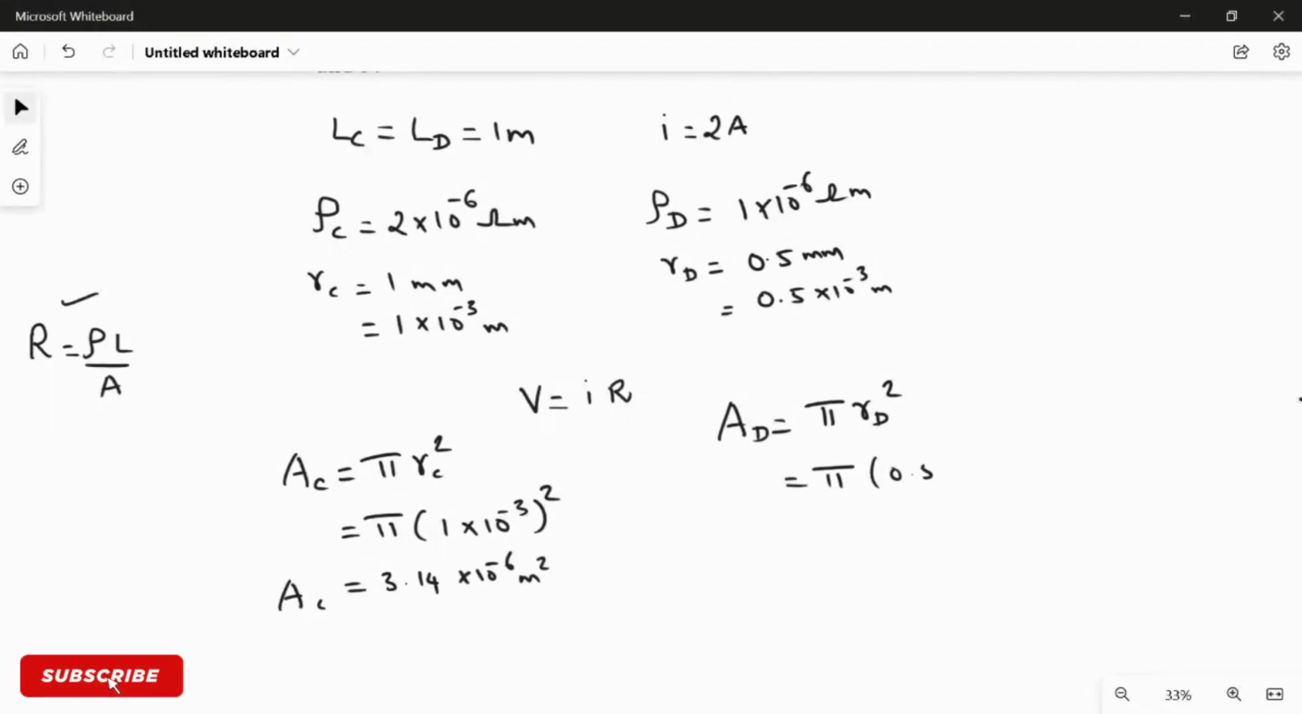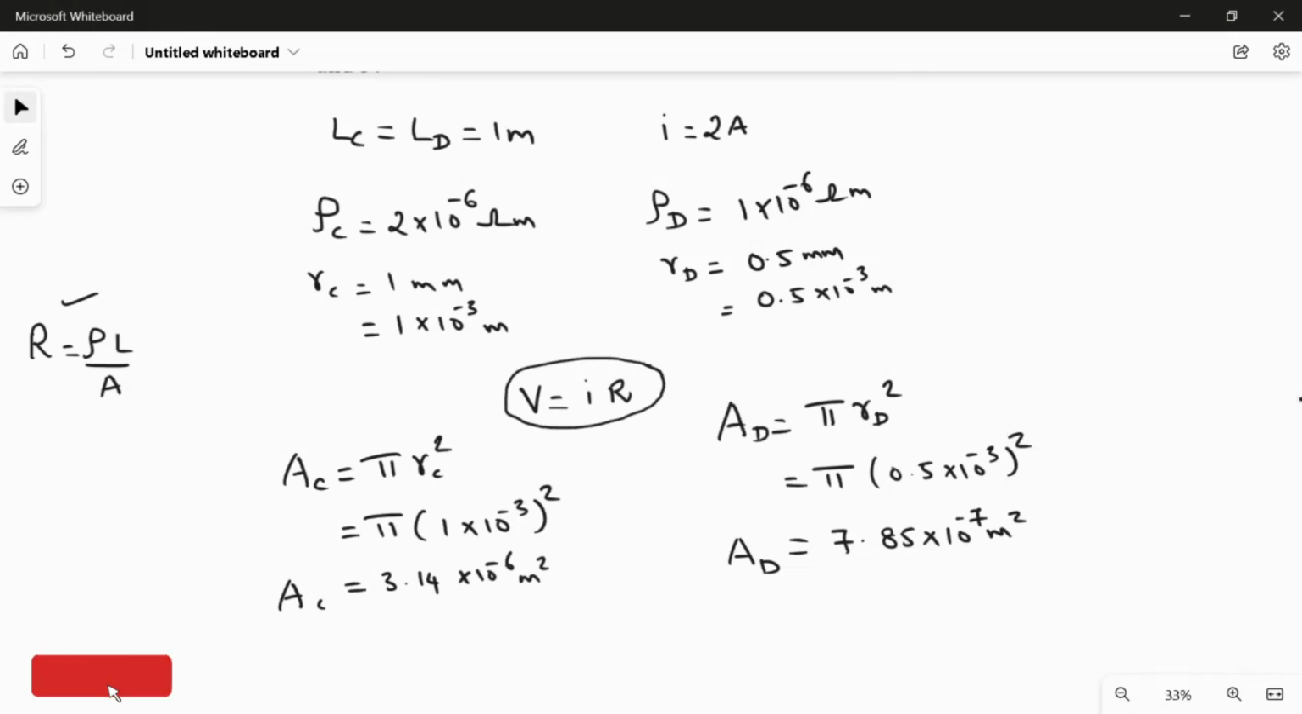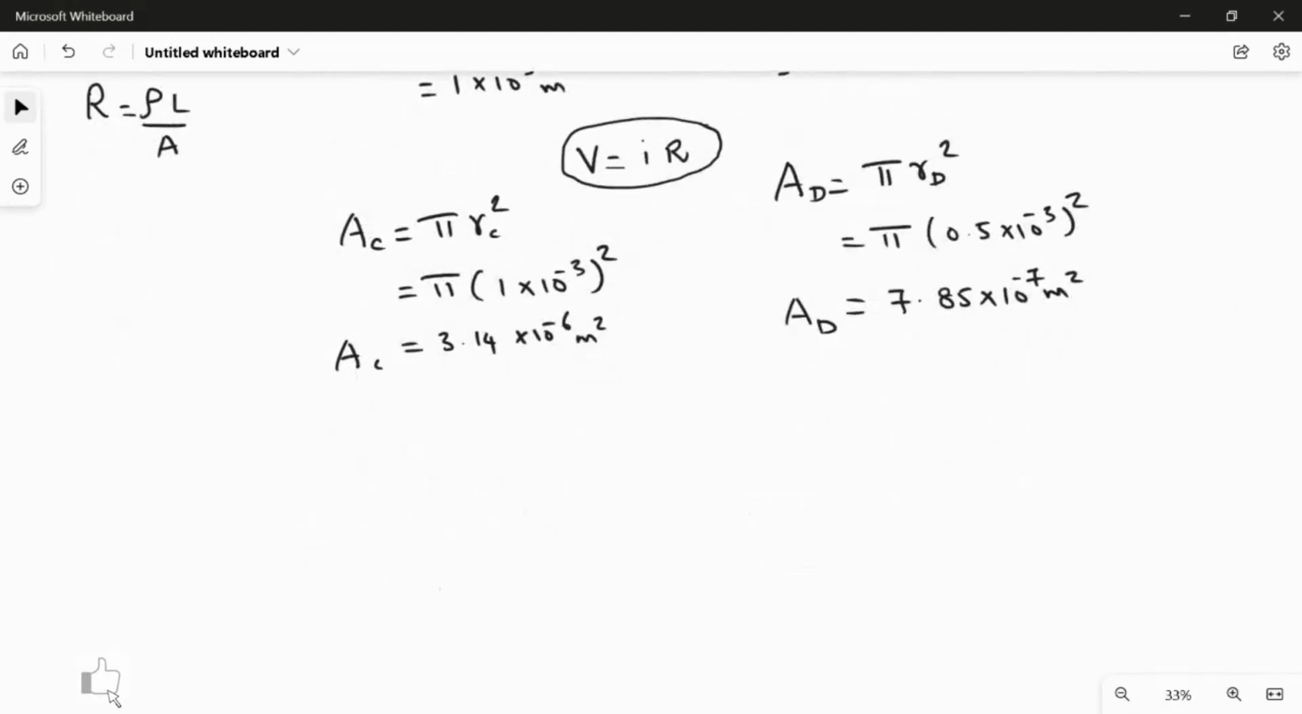Therefore, 0.5 multiply 10 power minus 3 the whole square. So now we got the answer for the area of the wire D as 7.85 multiply 10 power minus 7 meter square. So now our work will be very easy, because by using this area we can easily find the resistance. After that, by using this equation we can find the potential difference between point 1 and 2 and 2 and 3. So now I'm going to find the answer for the first question.